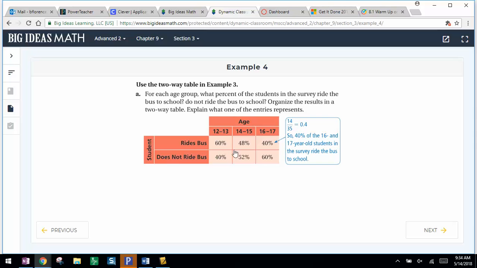So all I did was change them to percents. 40%, they took the 14 out of 35 total. So 40% of the 16 and 17-year-old students in the survey ride the bus to school.